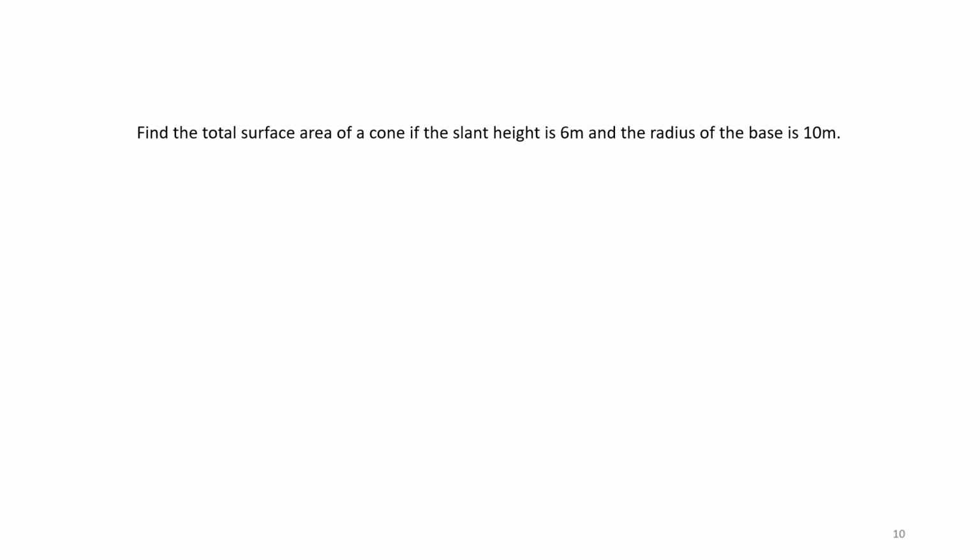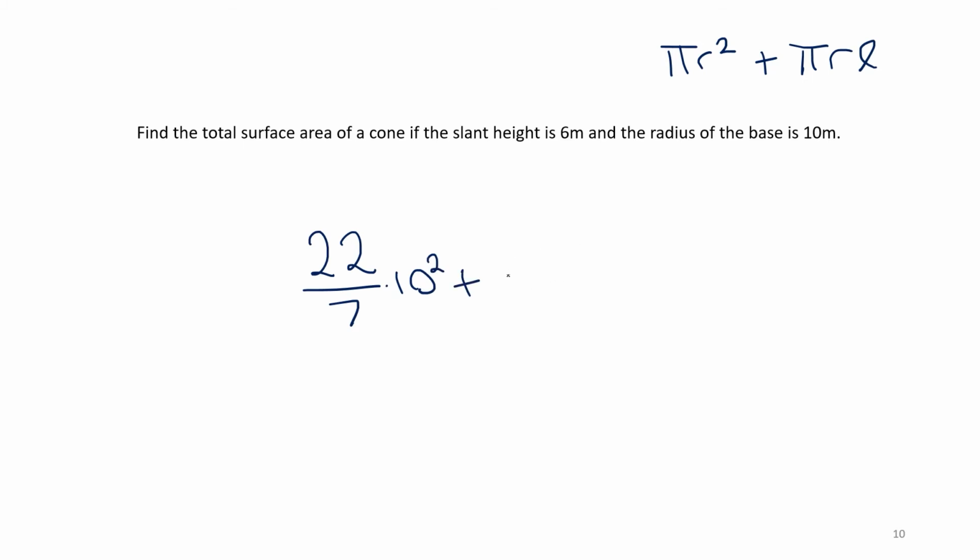Okay, find the total surface area of a cone if the slant height is 6 meters and the radius of the base is 10 meters. So our equation for that is area of the base, which is pi r squared, plus pi times radius times slant height. We have everything we need here, and we're using 22/7 times 10 squared, plus 22/7 times 10 times 6. It's important to note that the radius is not squared in the second part of this equation. Don't accidentally do that.